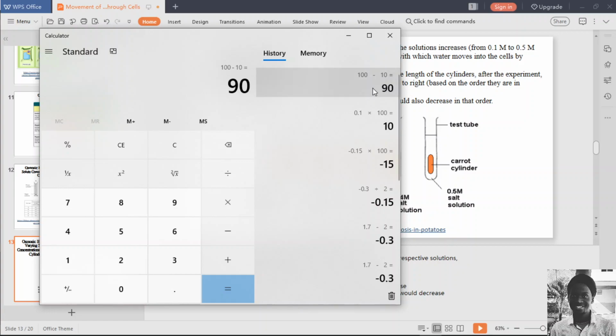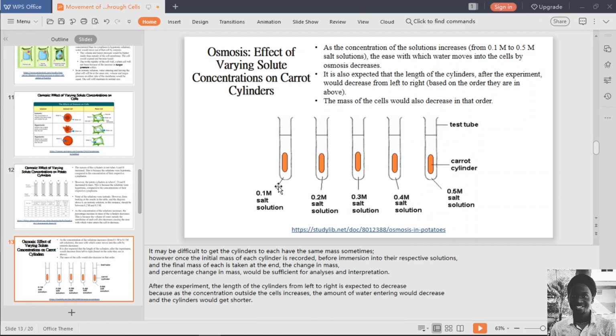So this one is 90%. The water concentration here is 90%, right? The water concentration here is 80%. The water concentration here is 70%, 60%, 50%. So as you move from left to right, the water concentration decreases.